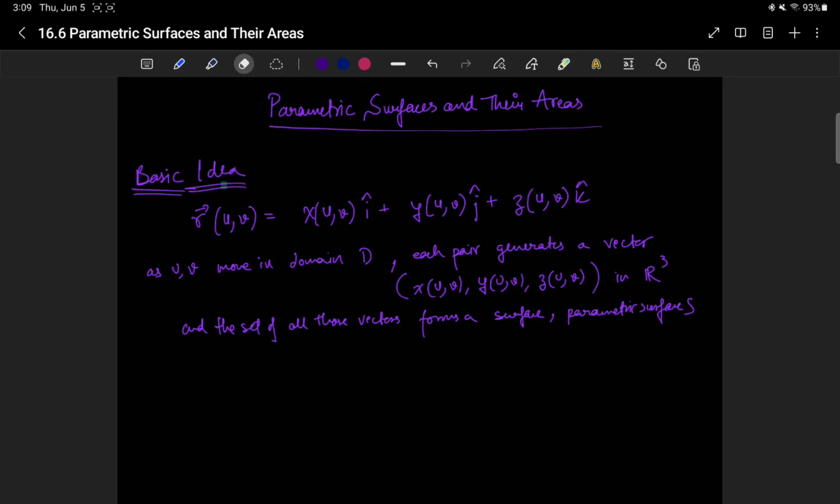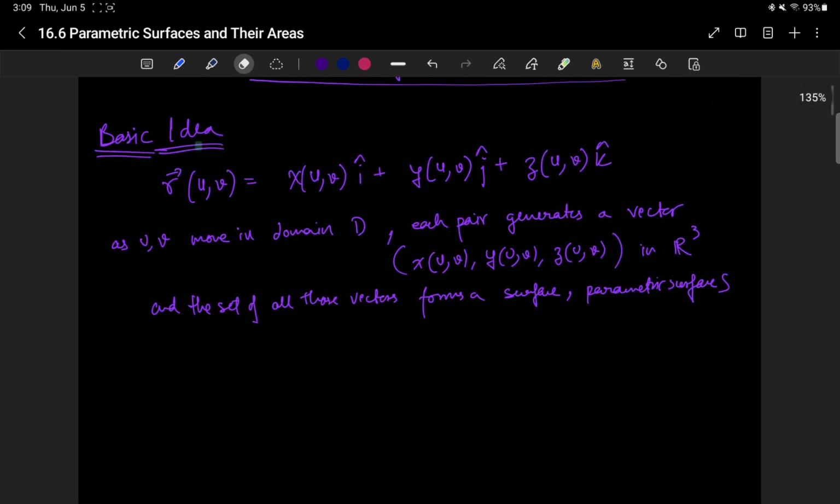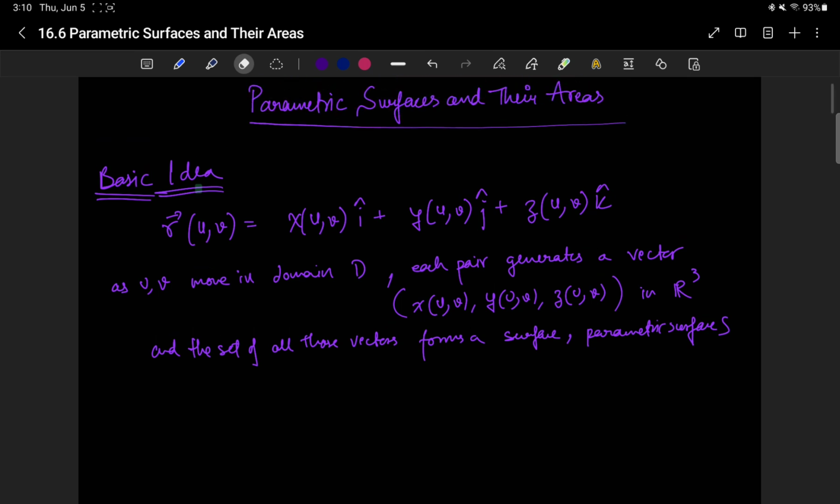Hi everyone, in this video we will learn about parametric surfaces and how to find their areas. So the basic idea is similar to any parameterization that we have dealt with in this course or that you have seen in Calc 3 before, and it is to reduce the number of parameters or reduce the number of descriptive variables needed to sort of generate an object like a surface.